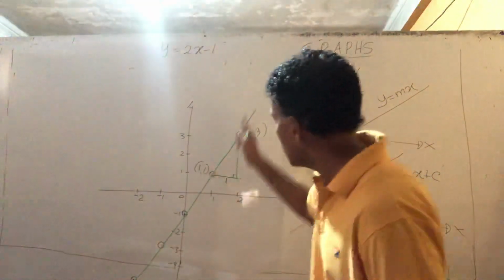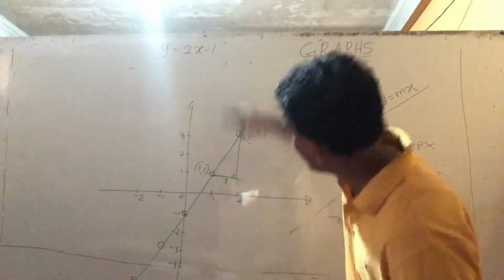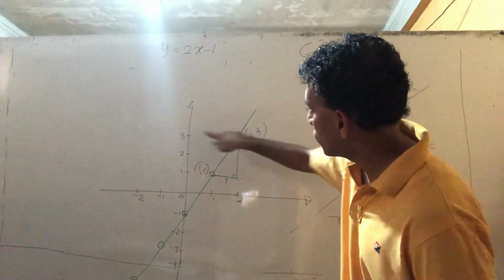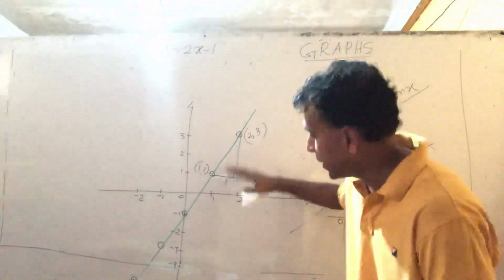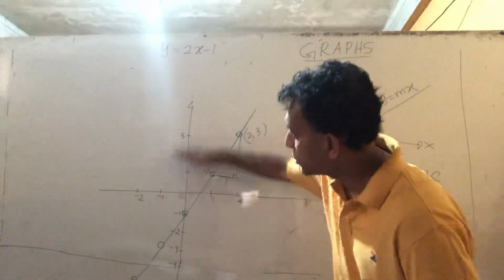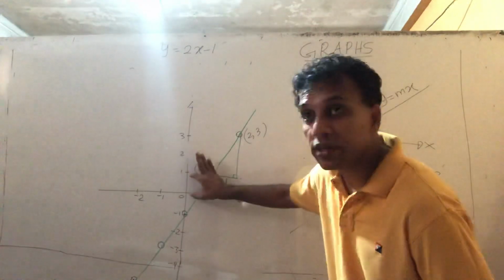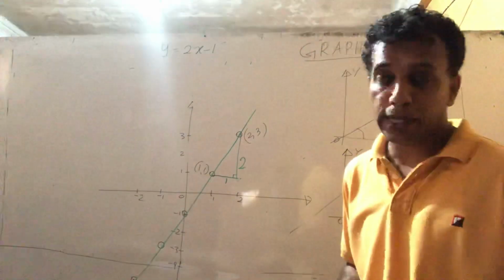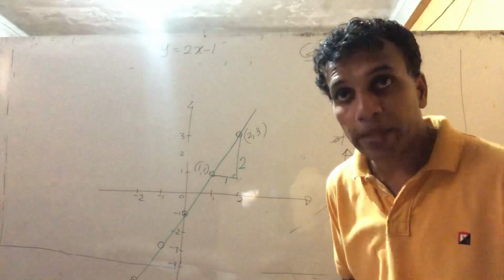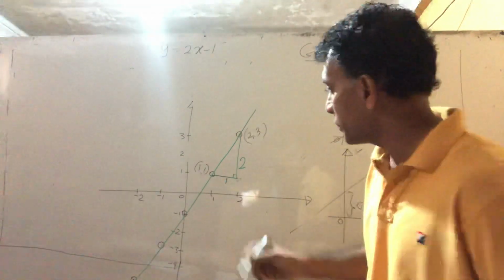And see vertical. From here to here 3, and here to here 1. So what is this gap? Here 3, here 1, therefore the balance is 2. This is 2. Okay. So see another method of finding the gradient.